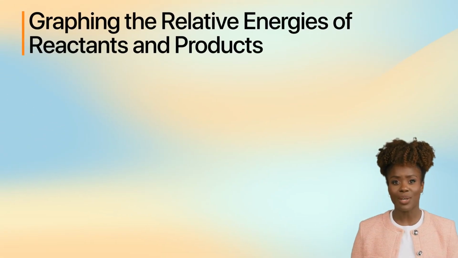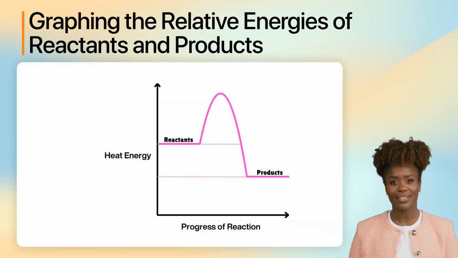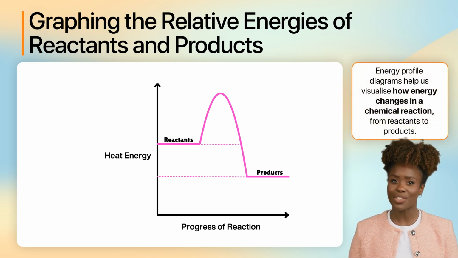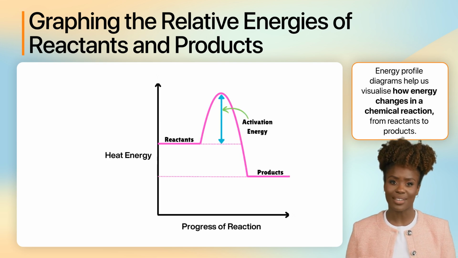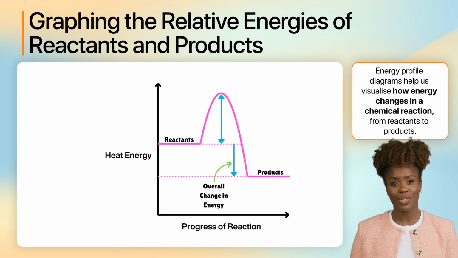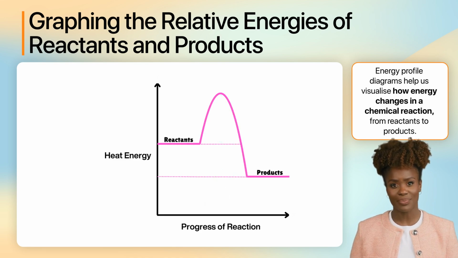Energy profile diagrams plot the energy levels of reactants and products over the course of a reaction. These diagrams help us visualize how energy changes during a chemical reaction, from the reactants to the products. The x-axis typically represents the reaction progress, while the y-axis corresponds to the heat energy. Two main features of energy profile diagrams are the activation energy and the overall energy change, also known as enthalpy change. Let's first examine activation energy.